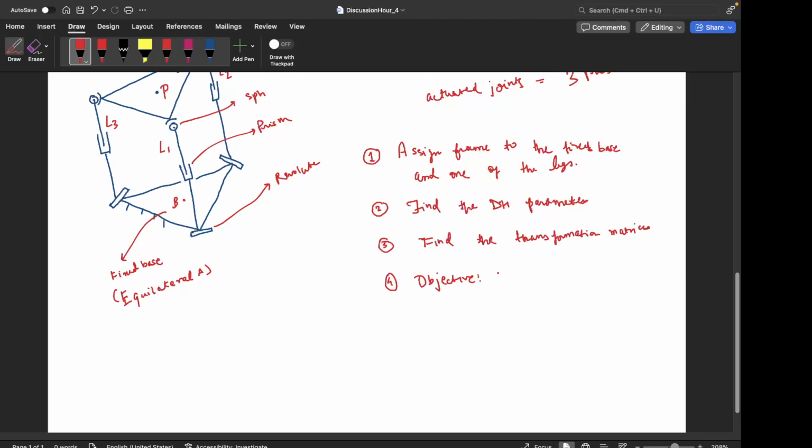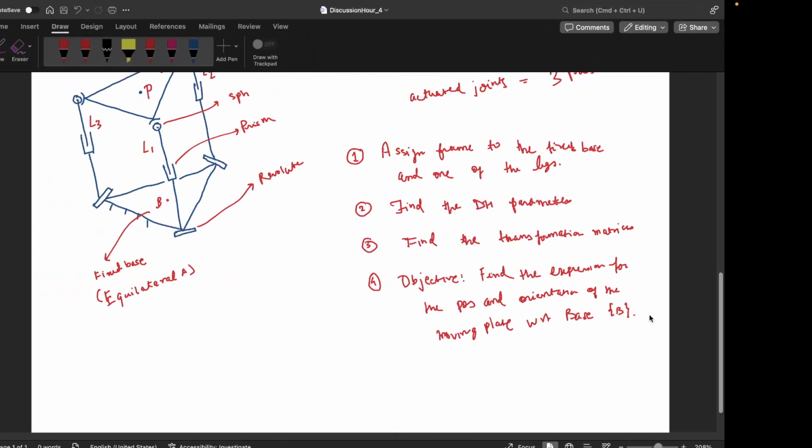Final objective is to find the expression for the position and orientation of the moving plate with respect to the base B. Right, so that's where we want to arrive, and we'll take this step by step process in order to arrive there. Any questions till now?